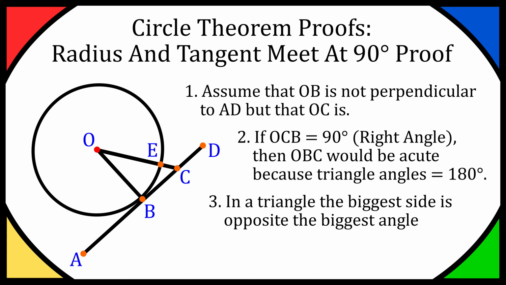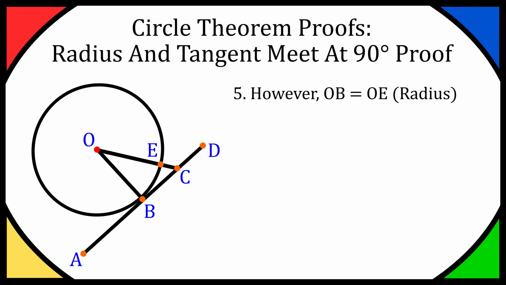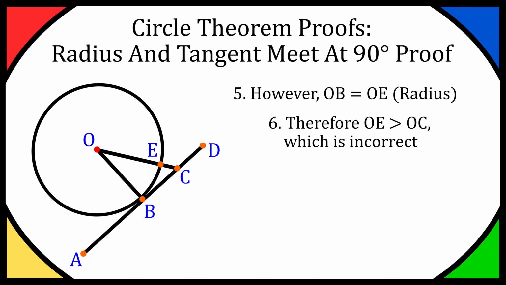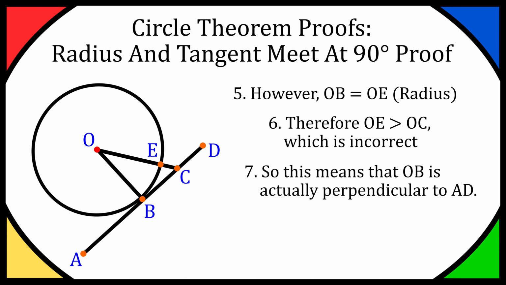And in a triangle, the biggest side is opposite the biggest angle. So if OCB is the biggest angle, the biggest side will be OB. So OB is bigger than OC, which we can obviously see is wrong, but let's keep going with the theorem. However, OB is equal to OE because it's the radius. OB and OE are both from the center to the circumference, so they're classed as the radius. Therefore, OE is greater than OC, but we can see this is incorrect because OE is the radius and OC goes beyond the radius. So this means that it is actually OB which is perpendicular to AD and not OC.